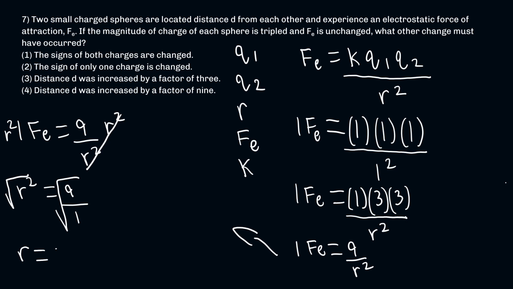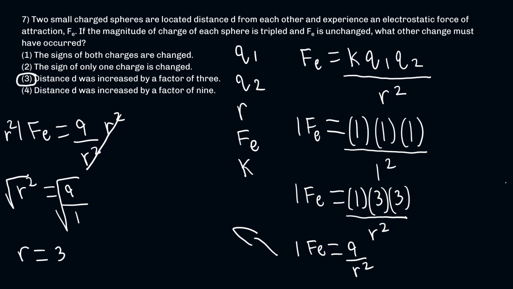So just put it as R is going to be now 3 times the original. That's what that is saying because we had an original of 1. So now R is 3. So I've tripled it or increased it by a factor of 3. That is going to be answer choice 3. So again, that should make a little bit of sense. If I plug this back in, 3 times 3 over 3 squared, that should give me 9 over 9, which then should not change the force of electricity. So increasing the distance, or R, by a factor of 3 gives me no change in the force of electricity.